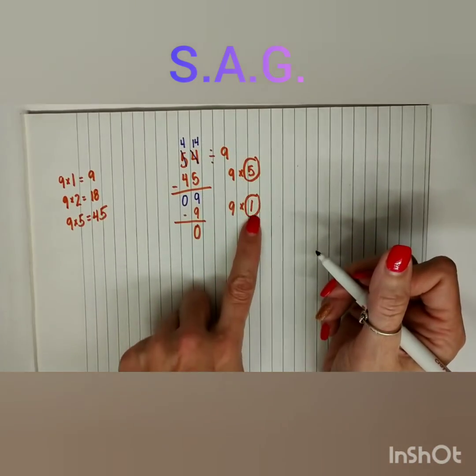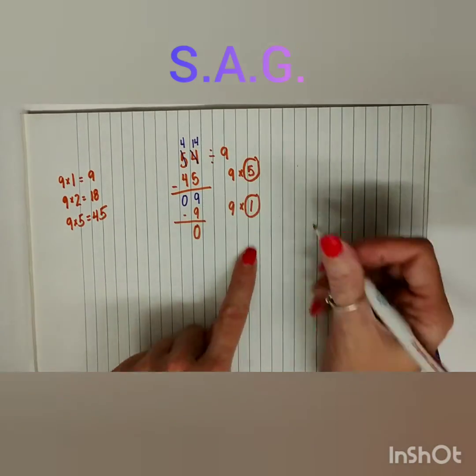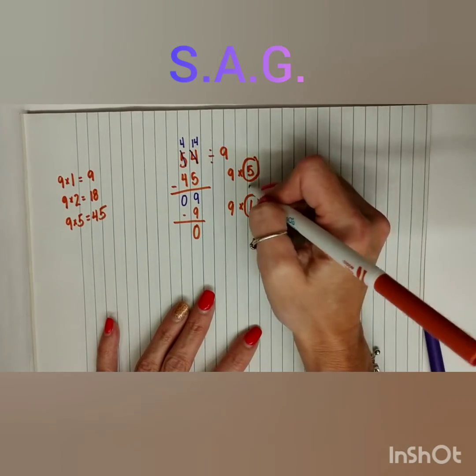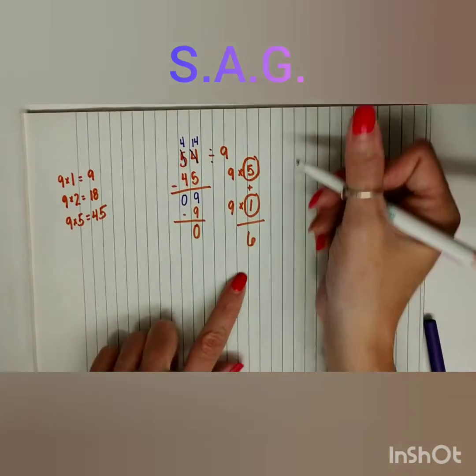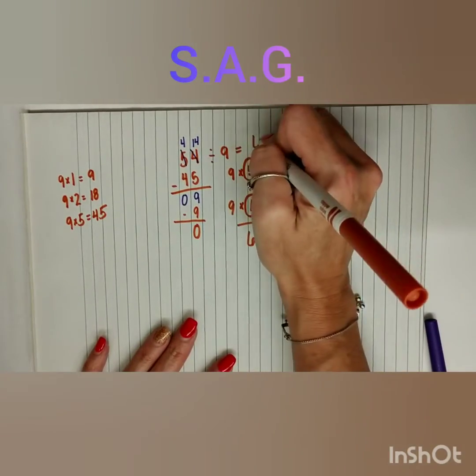And then what I do is I add all my circled numbers together to get my quotient. 5 plus 1 is 6. So 54 divided by 9 is equal to 6. And I'm able to solve it that way.